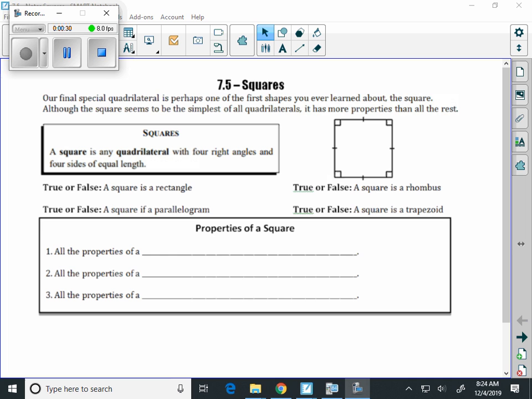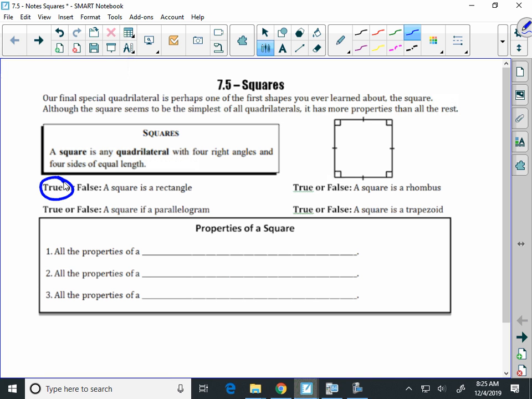A square is any quadrilateral with 4 right angles and 4 sides of equal length. There is a picture to the right of that definition. But as we take a look here momentarily, true or false? A square is a rectangle. Well, a rectangle has 4 right angles, so that's one good thing. A rectangle has 2 pairs of parallel sides, so does the square. A square is a rectangle. Not vice versa, because the square has 4 congruent sides, but a rectangle doesn't have to have 4 congruent sides.